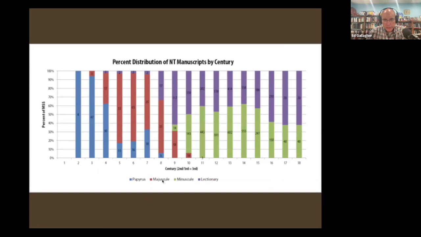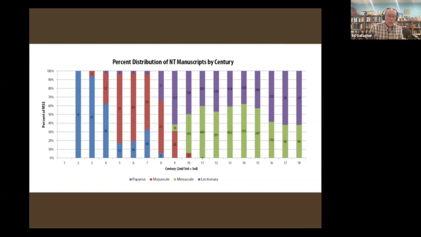And then in the 8th century, lectionaries really come on. And in the 9th century, you get more lectionaries than majuscules, and minuscules start to show up. And then definitely minuscules and lectionaries dominate the rest of the way. So it's something to think about, what century do these manuscripts come from? It's something to think about with regard to just thinking about what the value is of these 5,300 manuscripts.